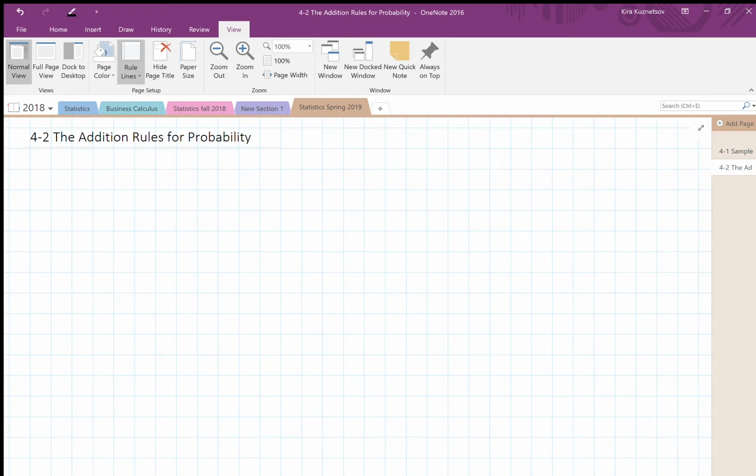This is a lecture on 4-2, the addition rules for probability. We're going to talk about one definition, which is included in your definition handout. Mutually exclusive events. Two events are mutually exclusive or disjoint events if they cannot occur at the same time.